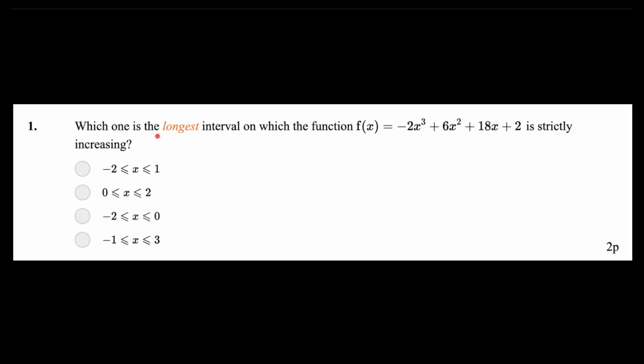Which one is the longest interval on which this function that you see here is strictly increasing? Okay, they are asking you to find the longest interval. So hopefully you know how to solve the problem. What we are supposed to do, the derivative should be positive or at least zero. So that is the whole point.